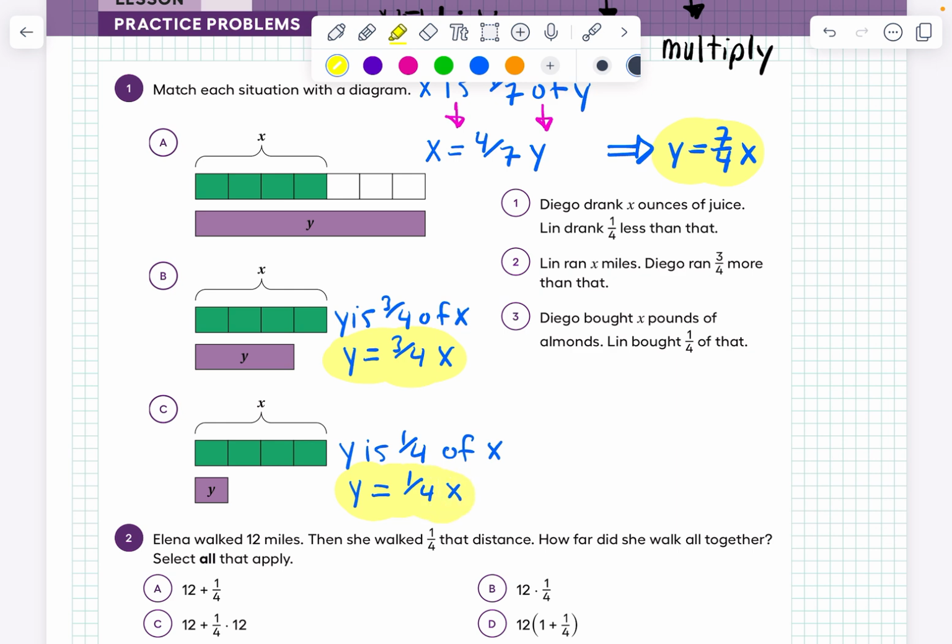Okay, so now I'm going to talk about numbers 1, 2, and 3. It says Diego drank X ounces of juice and Lynn drank 1/4 less than that. Because Diego is representing X, he's the OG. And Lynn is our new person. She's the Y value.